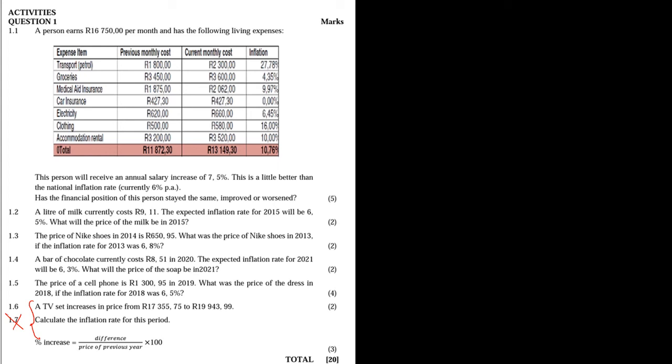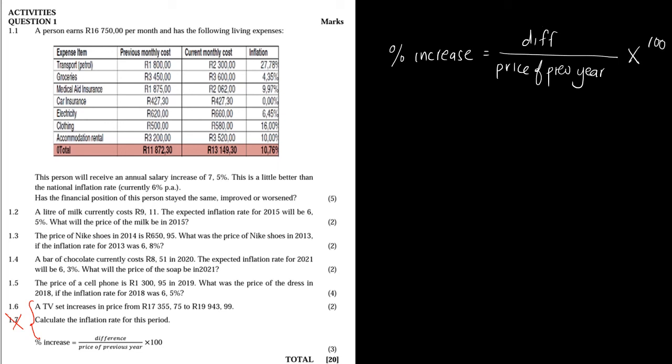So let's write down the formula. Remember, substitution is very, very important in the formula. So percentage increase is equal to the difference, right, over the price of the previous year. Right, and we multiply that by 100. Okay, you can say it 100 over 1, that's fine too. Okay, so keeping this in mind, let's look at our amounts.